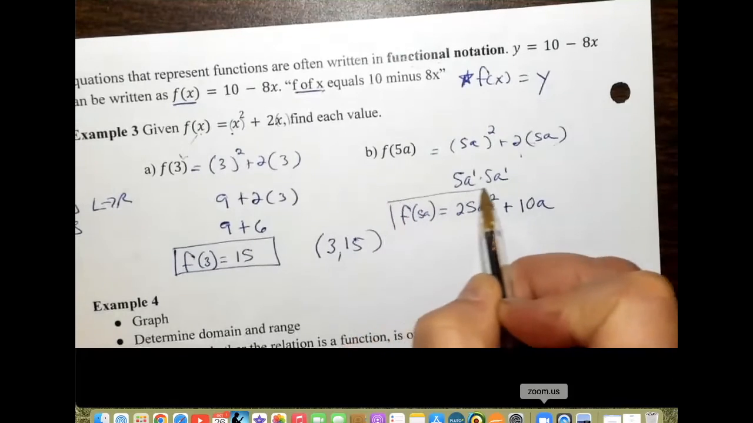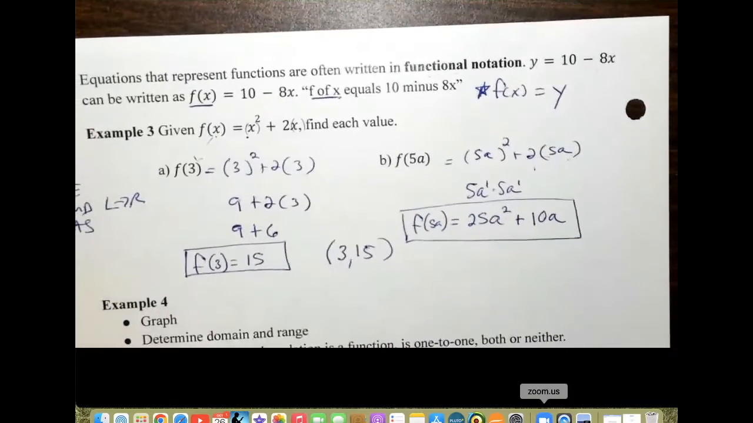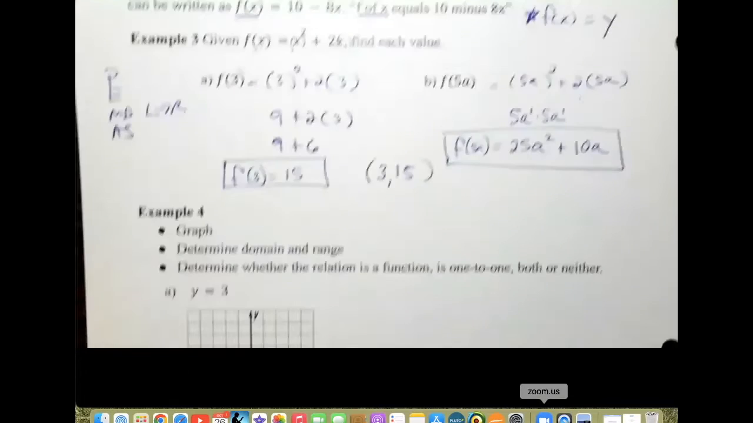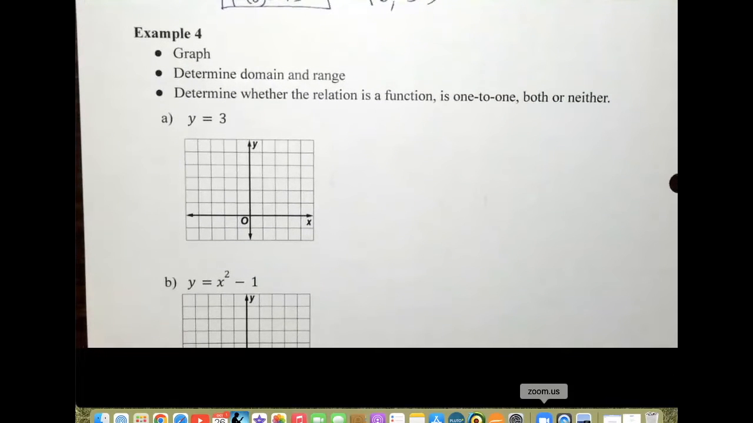That's all. That's it. If I knew what a was, then I could go further, but I do not know what a is. Let's go to graphing. Graph. Determine the domain and range, and then determine whether the relation is a function. Is it one-to-one? Is it both? Is it either?